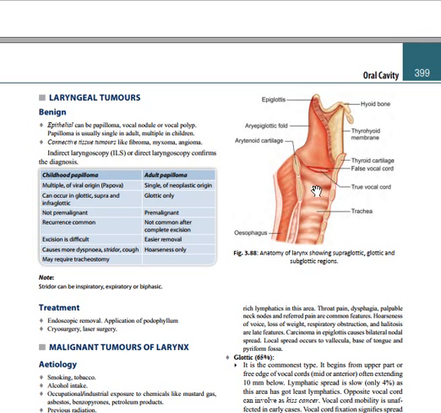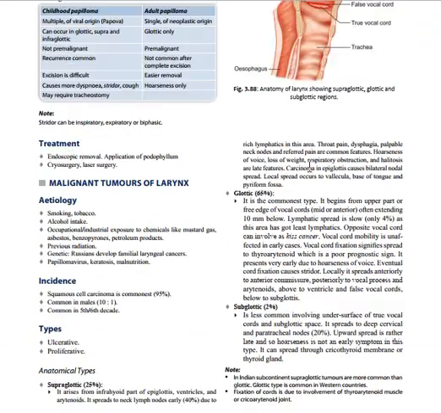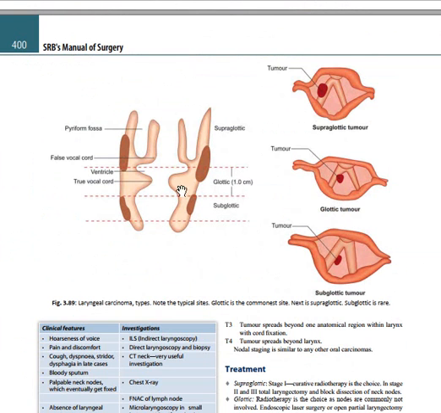Internally, we have a fold inferiorly, which is the true vocal cord, and a fold superiorly, which is the false vocal cord. Here is the arytenoid cartilage, which is connected with the epiglottis above to form the aryepiglottic fold. Now, where is the glottis located? The glottis is located at the level of the true vocal cord, about 1 centimeter: 0.5 centimeter above and 0.5 centimeter below the true vocal cord. We also have the vestibule that separates the false vocal cord and the true vocal cord.